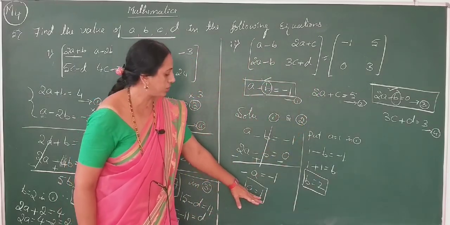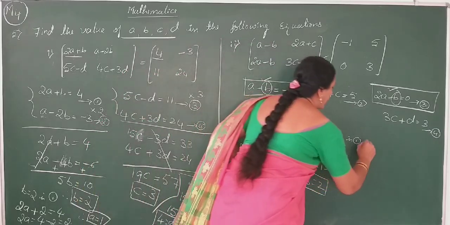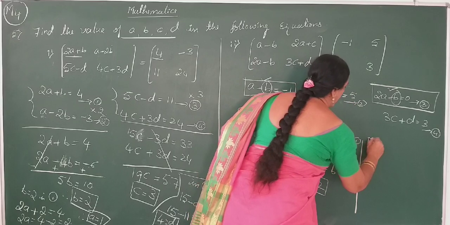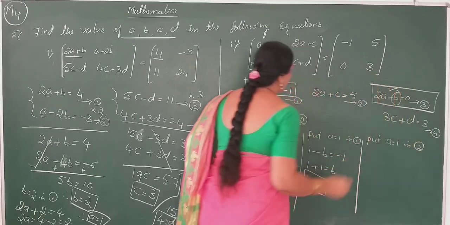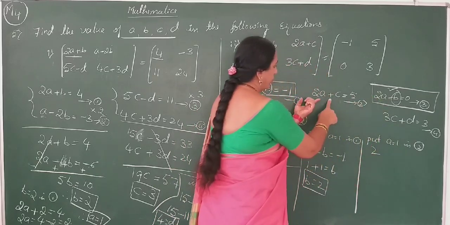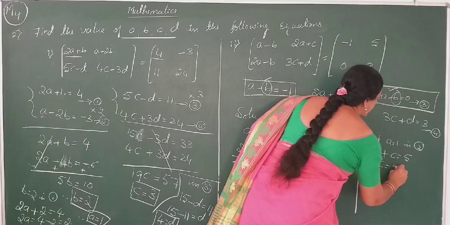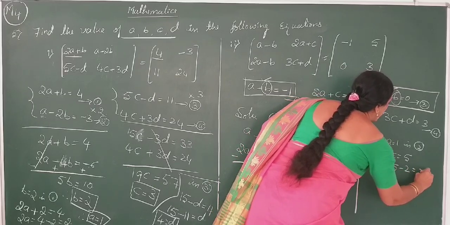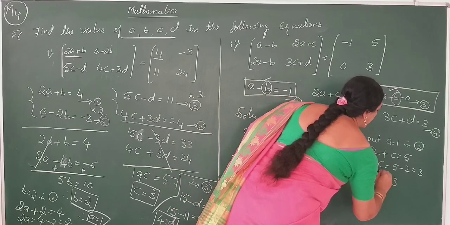But we already know the value of A from the above equations. A is equal to 1. Such a value can be substituted in equation 2. Put A is equal to 1 in equation 2. That is 2 into 1 is 2 plus C is equal to 5. Therefore, C is equal to 5 minus 2. It will be equal to 3. The value of C is 3.